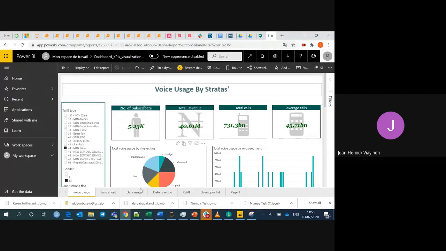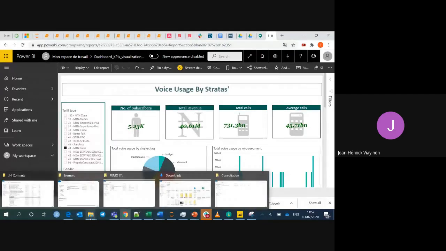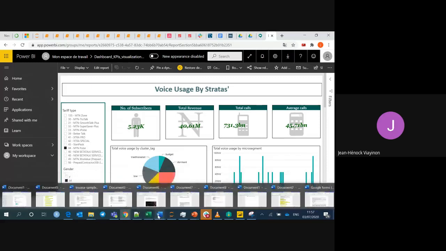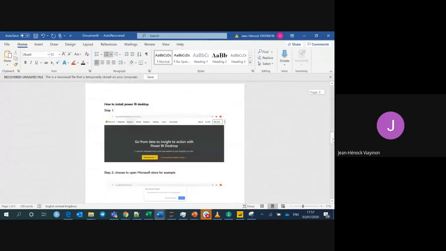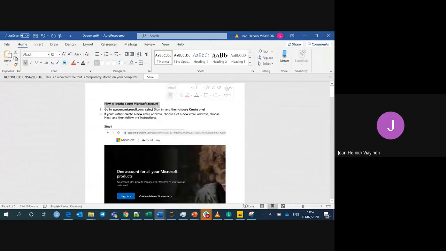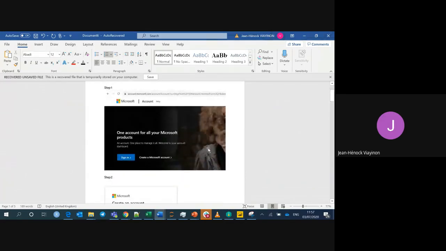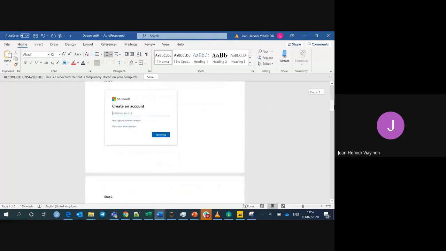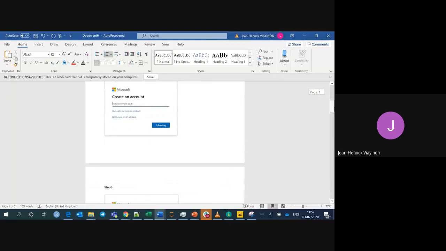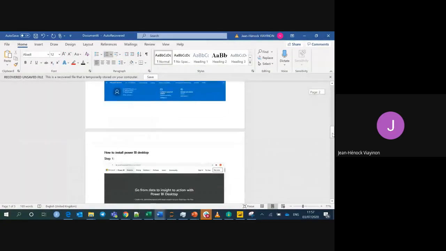Now I have a file here describing how you could open it. Okay, yes, this is the one I shared with you in your folder. You are first going to open a Microsoft account. You go to the Microsoft website, select sign in, then choose create one, and follow the steps. You provide your email, choose a password, and you are done. I made some screenshots of the process here, because you will be required to use the Microsoft account when you download the Power BI application from the Windows store. You have to provide the password exactly like that, and once you are done, it's okay.